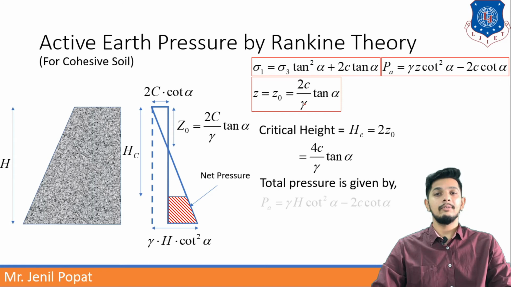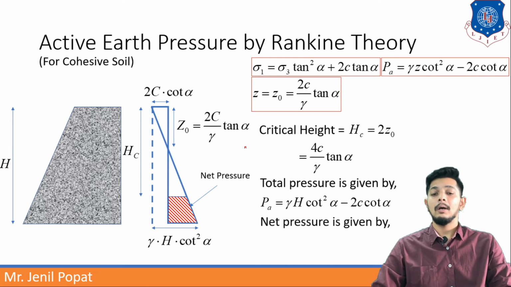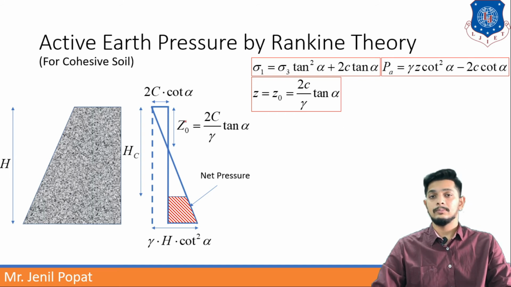Total pressure is given by PA is equal to gamma H cot square alpha minus 2C cot alpha, as we have seen previously. But net pressure can be given as gamma H cot square alpha. You have to remember this formula also.